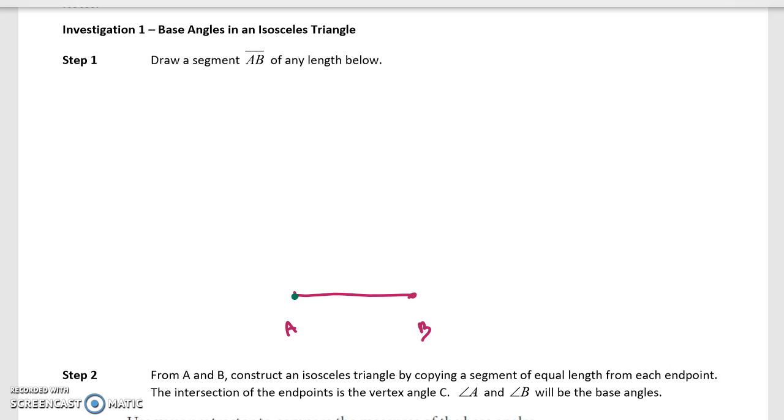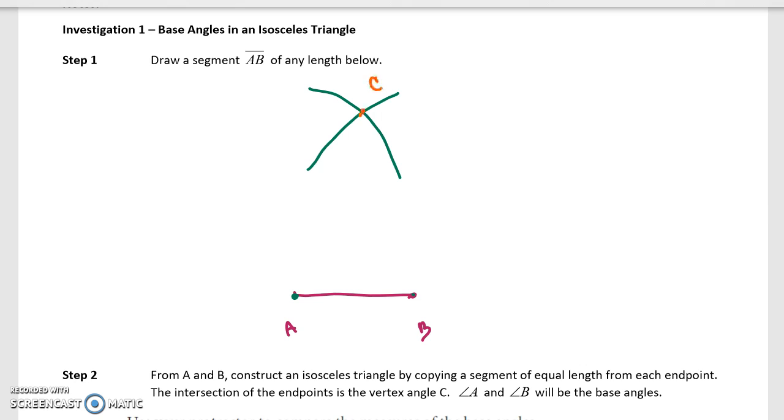Put your stylus on point A and swoop your compass above segment AB. Give yourself a pretty generous arc because you want to make sure that it touches the arc from point B. So then go ahead to point B, put your stylus here, and swing your arc. This is going to be your point C.